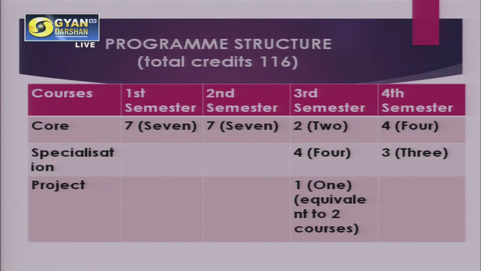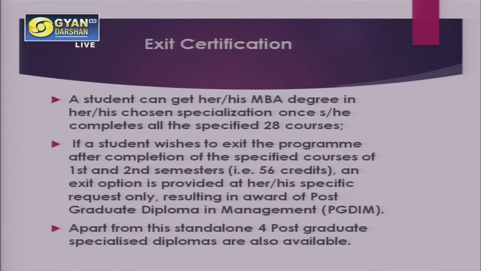The total credits of the program are 116, because there is one project course which is equivalent to 2 courses, so it comes out to be 29 courses. If a student wants to exit the program after completion of the specified courses available in the first and second semesters, that is 56 credits, then there is an exit option available: the award of postgraduate diploma in management on the request of the student.